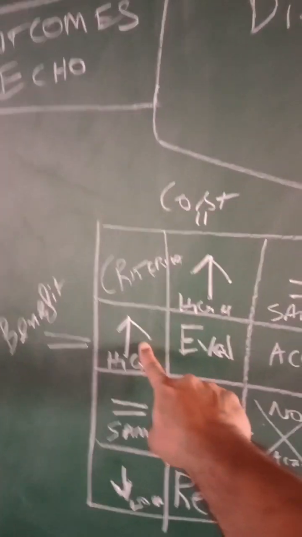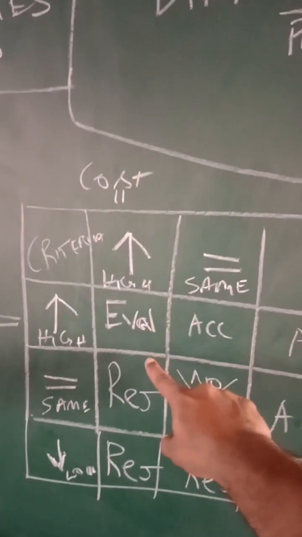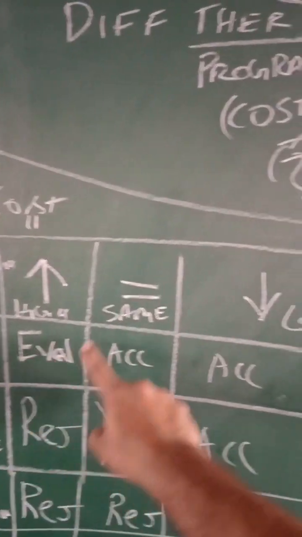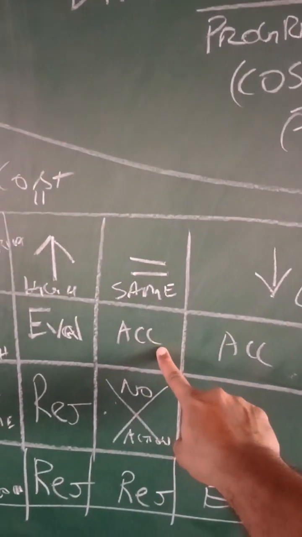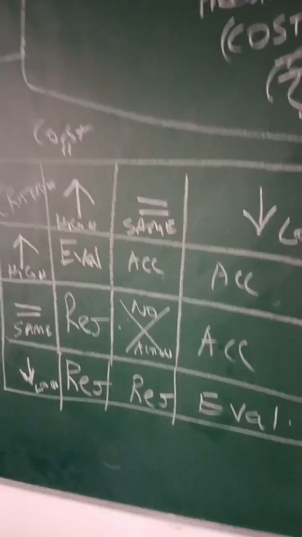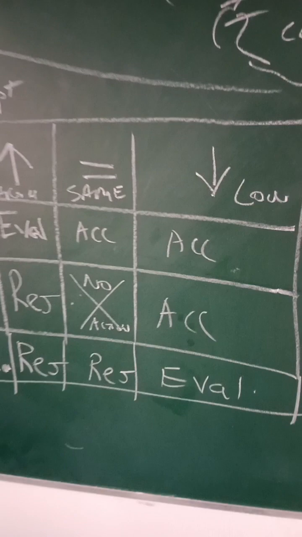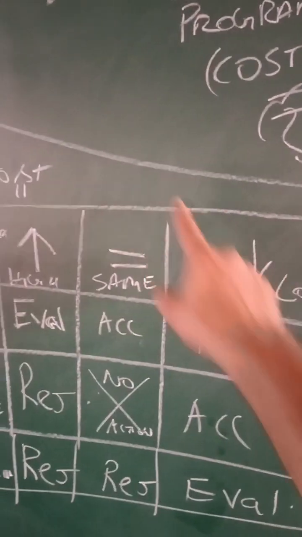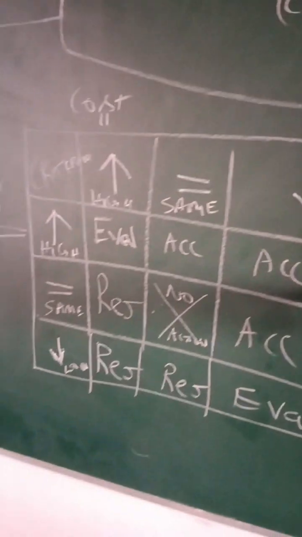Benefit is going to be high and the cost is going to be high. We can still evaluate that as a therapy. Now, benefit is going to be high, whereas the cost is same, we can accept it. When the cost is same as that of the older therapy and the benefit is higher for the newer therapy, we can accept it. When the benefit is going to be more and the cost is going to be less, we can accept the therapy.